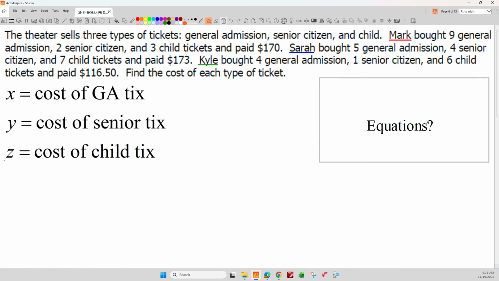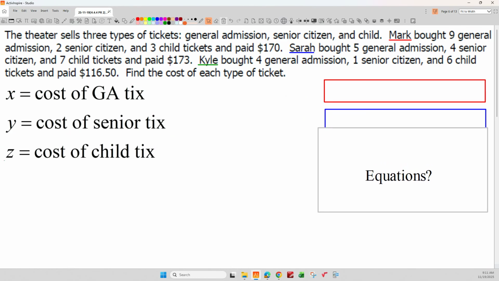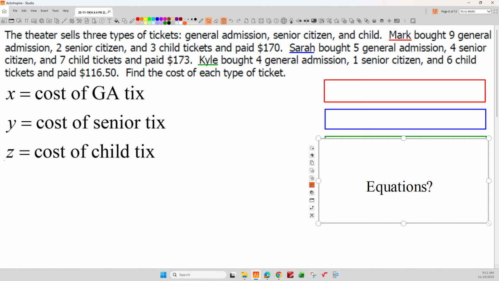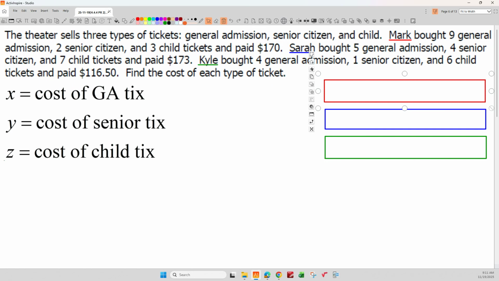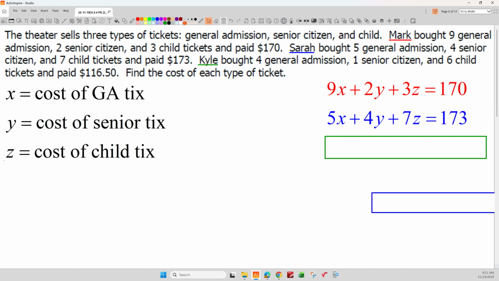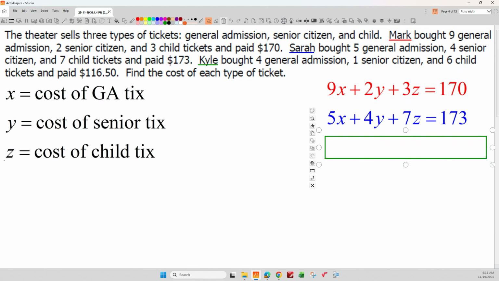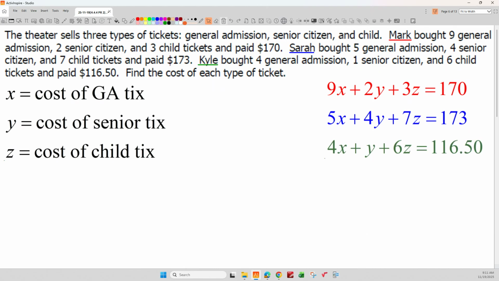And what would that equation be? Kyrell, you were telling me? There we go. Okay, good. So we get 9x plus 2y plus 3z equals 170. What about Sarah then? What's hers going to be? There you go. Good. And then following the same logic, Kyle's purchases give us that equation.